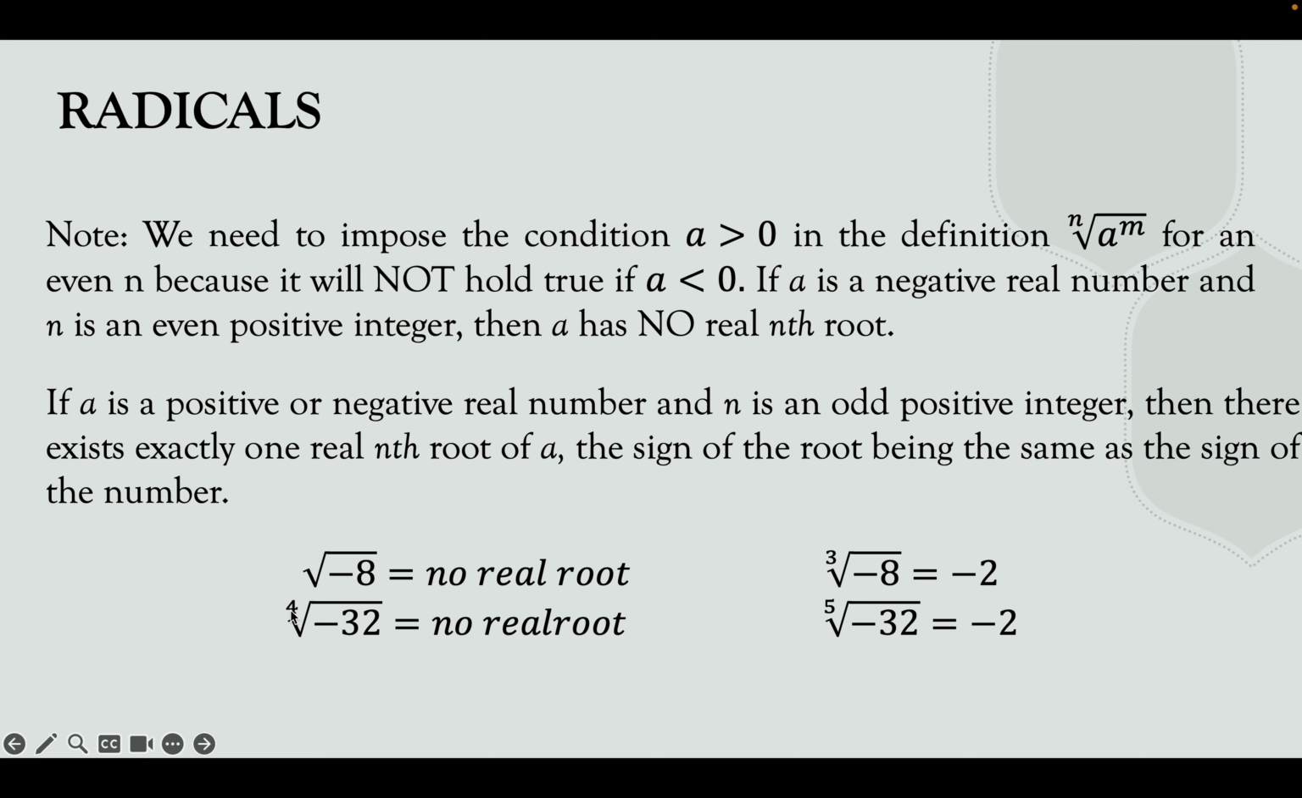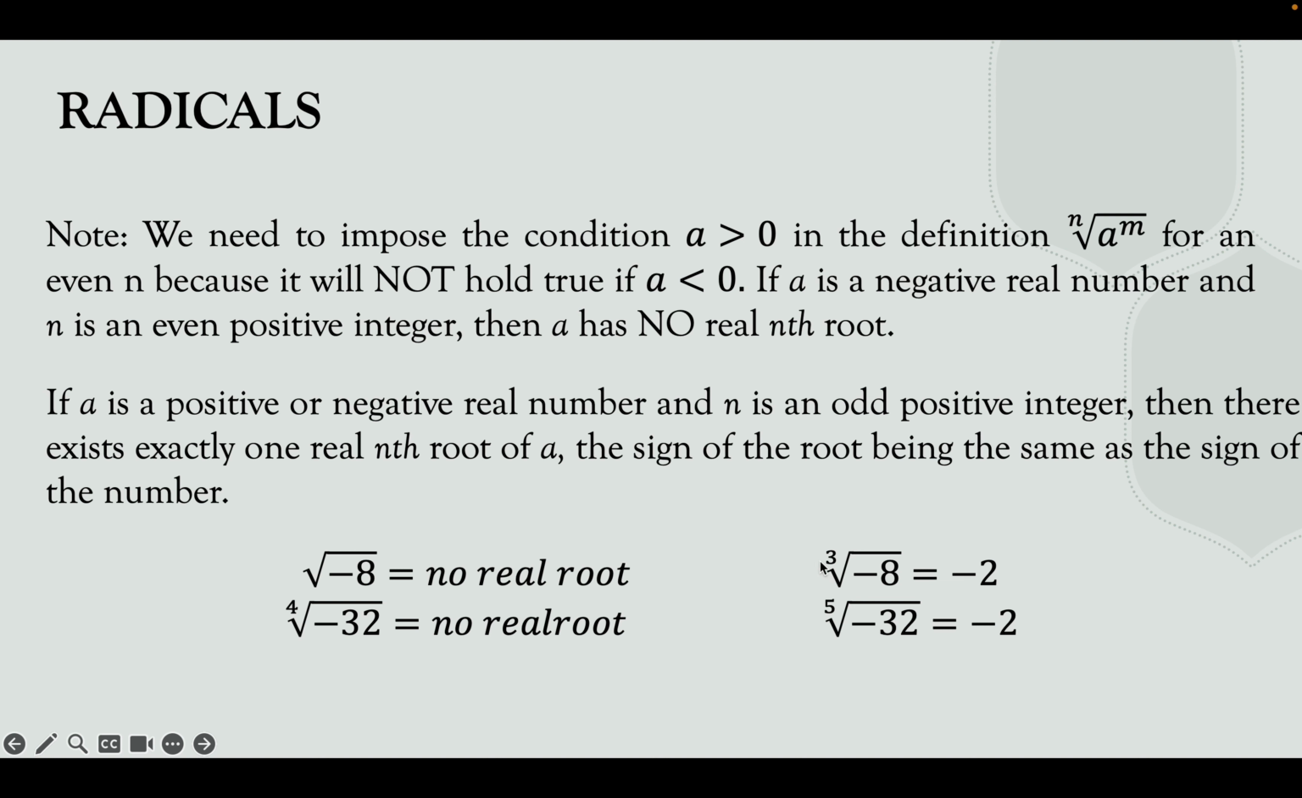Another example, we have the fourth root of negative 32. Again, we need to check the condition. The radicand is a negative real number and the index here is an even positive integer. That means, right away, no real root.